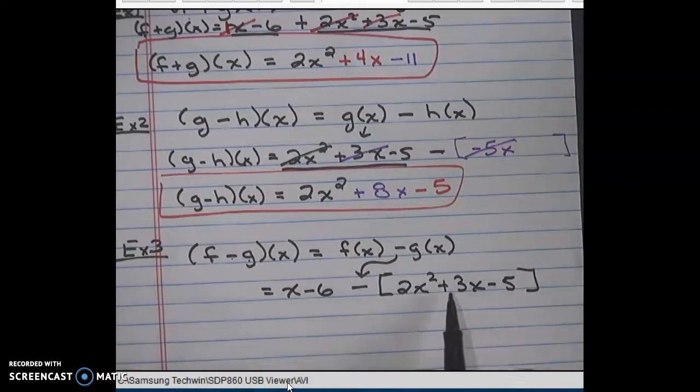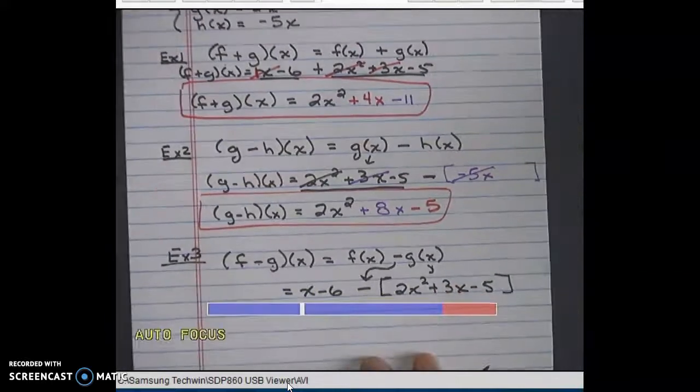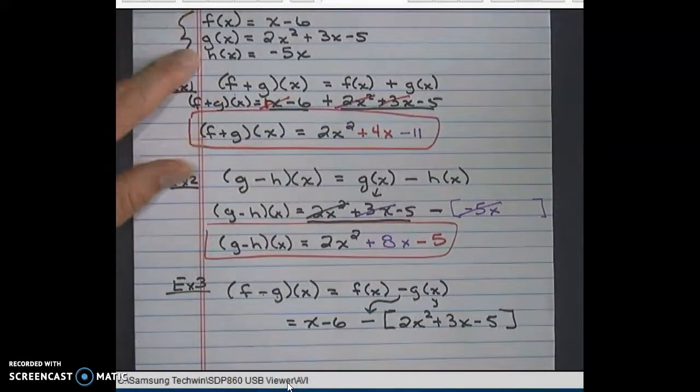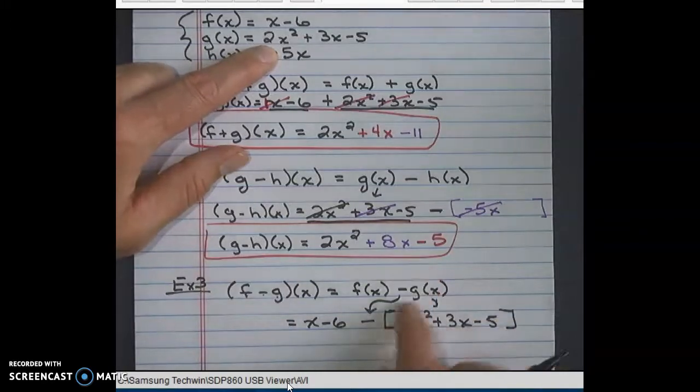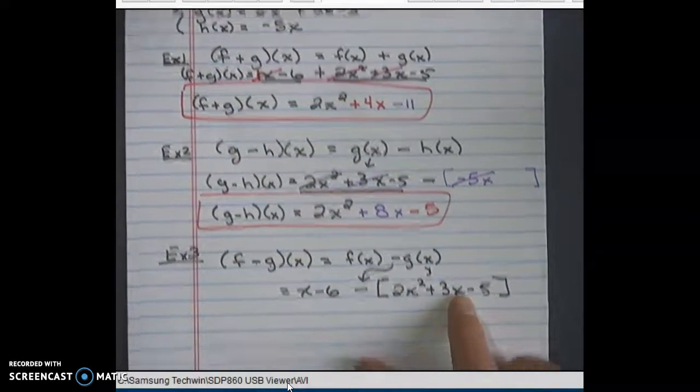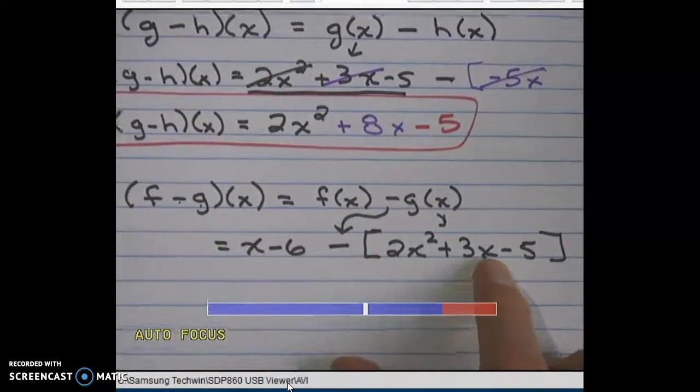And again, if you're not sure where I just got that from, that g of x, that's what it says at the very top. It'll be part of the homework. It'll tell you what each function is. So if it says g of x is this, then wherever I get to the g of x part, I can just replace it with that. At this point, we're just going to do some subtraction.